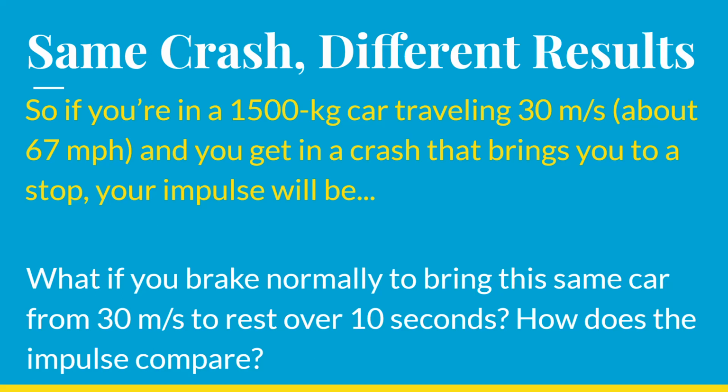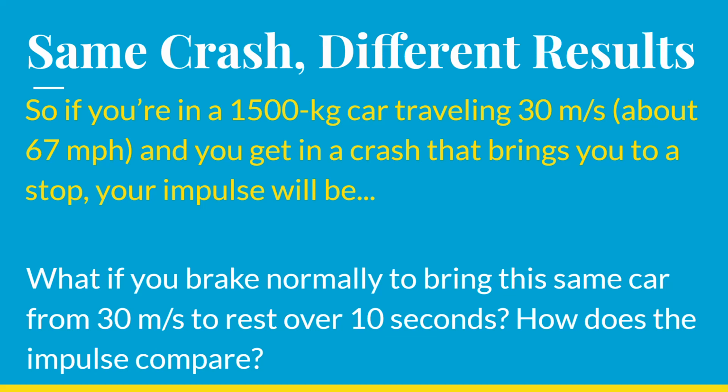All right, let's look at car crash. I told you guys one of the best real-world examples that we talk about in physics is actually in this unit. I mean, all this stuff is real world, but car crashes are definitely important and pertinent in real world experience because everybody in here gets in a car at some point every day probably. It says, if you're in a 1,500 kilogram car traveling 30 meters per second, which is about 67 miles per hour, so we're talking freeway speeds, and you get in a crash that brings you to a stop, we can find your impulse.